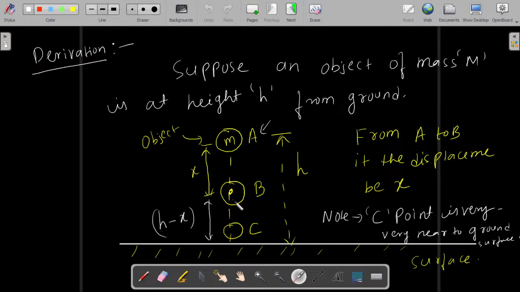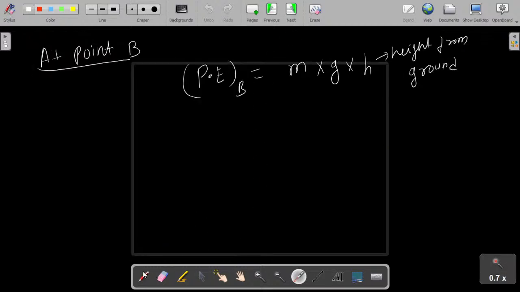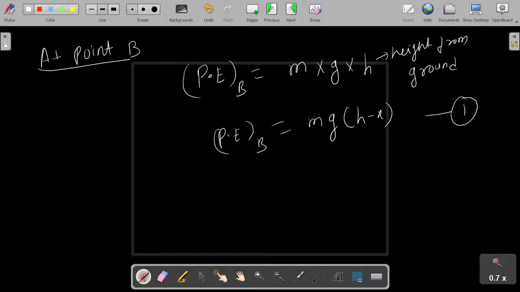What is the height from ground to B? From ground to B, it's h minus x, not x. So better you write here, it will be h minus x. So energy will be mg(h minus x). This is the potential energy at point B. Write down equation number 1.